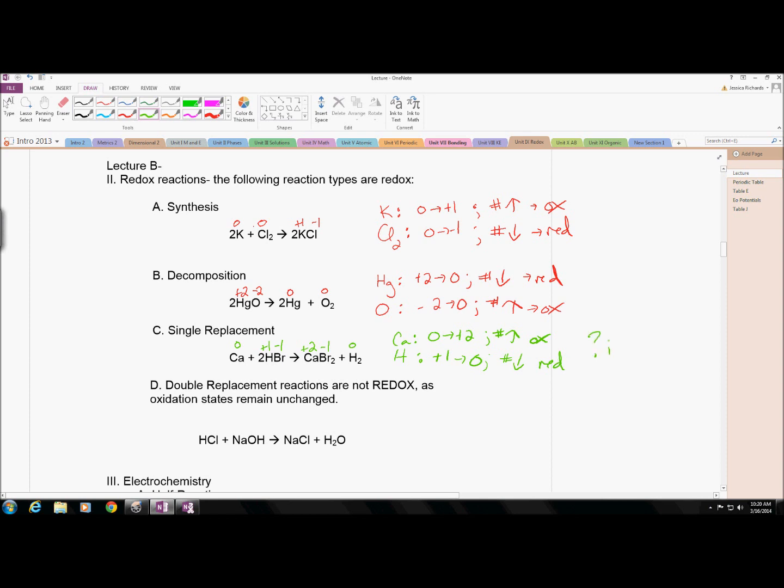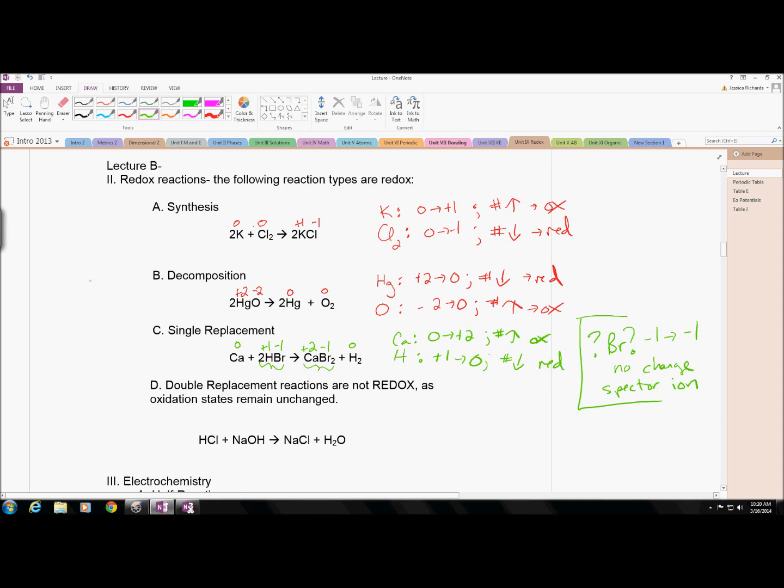What about the bromine? Bromine went from -1 to -1. There's no change. He is what we call a spectator ion. So he's just kind of along for the ride. He's there to make the compounds neutral. And as far as redox is concerned, he is not changing at all, so he's not part of our redox equation, and so they call them spectator ions.